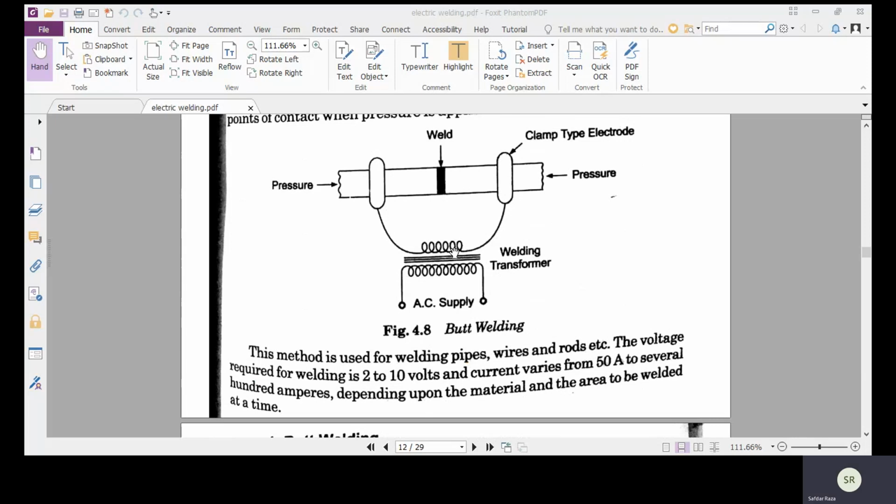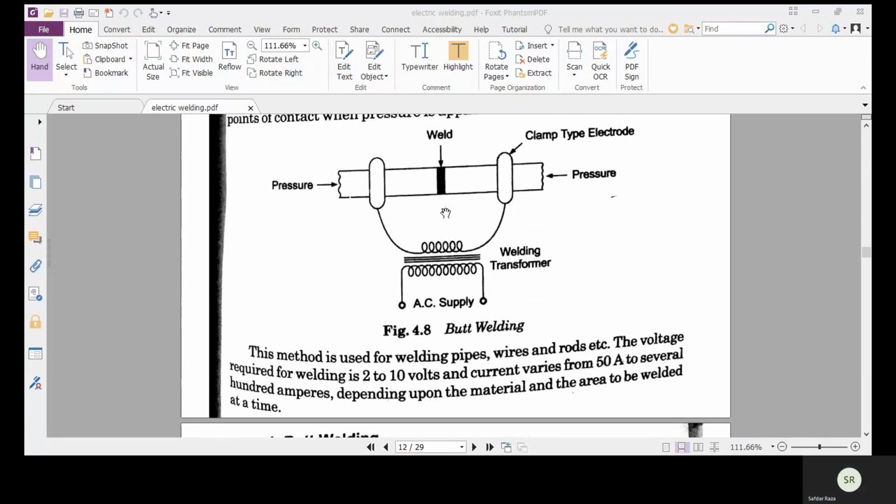The two parts to be welded together are placed touching each other, because this one is one part, this one is another part, and we are going to weld these two parts. We place them in such a way that they are in contact with each other, and the contact is in such a way that a butt type of joint can be made. The joint in between these two parts is called the butt type joint.